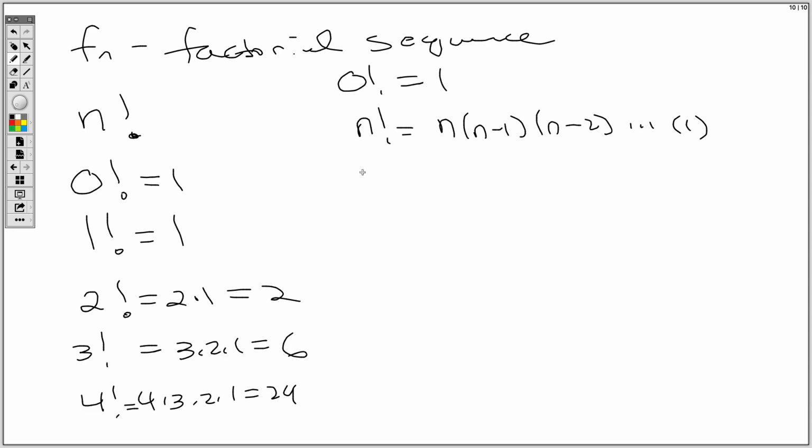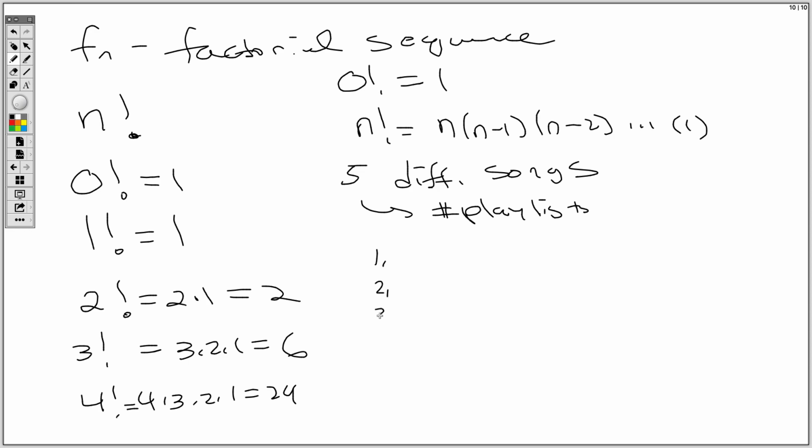But let's say you had 5 different songs, and you wanted to know the number of playlists you could create with those songs. So a playlist is just an ordering of those songs. So you've got 5 slots here for the 5 songs. For the first choice, you have 5 different songs you can choose from.